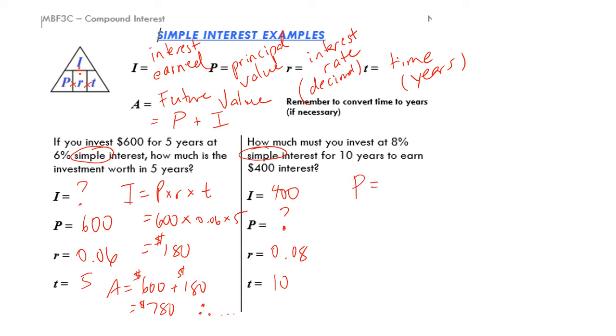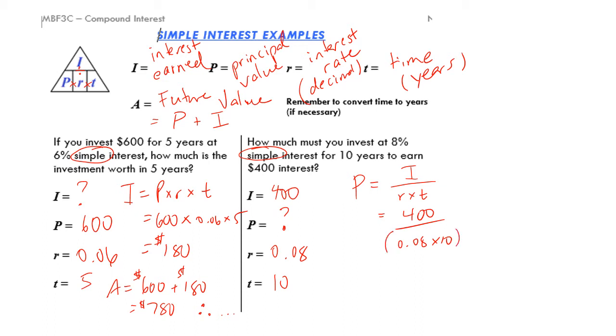Going back to your triangle, cover up the P with your thumb, finger. What's left over? I divided by R times T. Plug in your numbers, 400, and then 0.08 times 10. And then don't forget, from our first example on simple interest, you want the bottom to be treated as one calculation. So how do you do that? You put brackets around that.